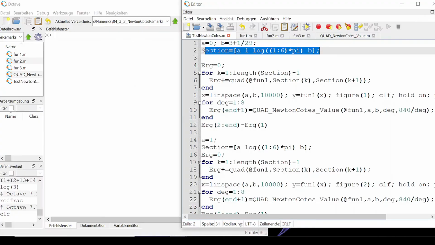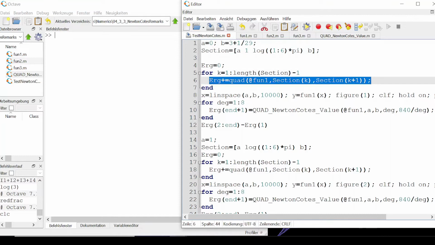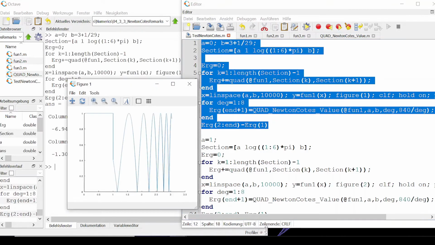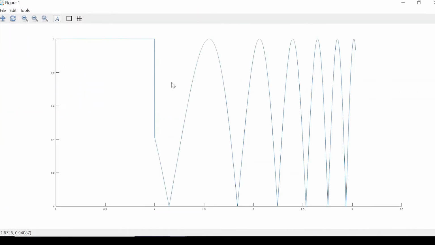This is for finding the correct integral value, and so I will split the integration interval. Let's run the code, and then I give you additional information. Okay, this is the function. Here is the position of a kink, and another kink, and another.